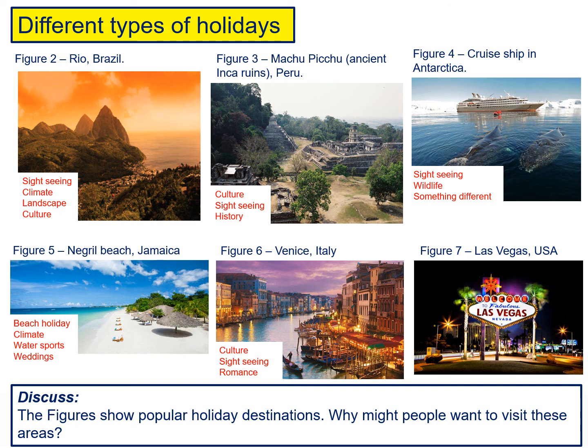Figure 7, this is Las Vegas in the USA. Well, people go there for gambling as there's lots of casinos there and lots of clubs for partying, and there are some theme parks as well. So you can see here that people go on holiday. They become tourists for many different reasons, and there is so much selection out there for people to decide what they want to do on holiday.